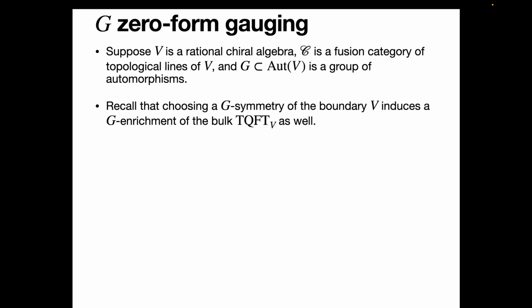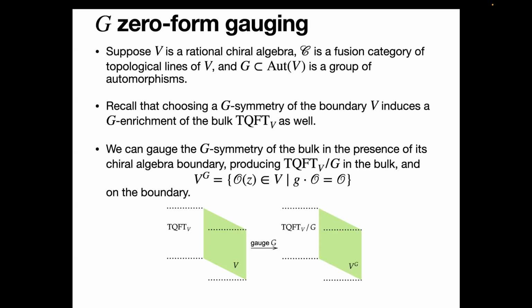So remember I told you that once you fix a G symmetry of the boundary, you also induce a G symmetry enrichment of the bulk. So that in particular means that you're allowed to gauge the bulk. And in fact, the operation that I want to do is gauge this G symmetry of the bulk, but in the presence of this G-symmetric chiral algebra boundary condition.